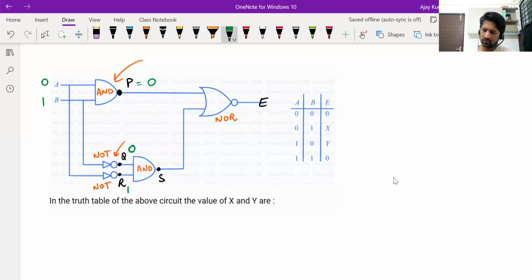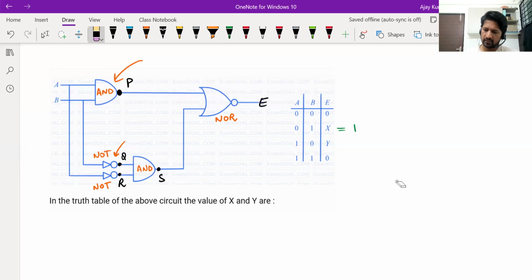0, 1, the AND output will be 0. So P is 0, S is 0. These are given as inputs to the final NOR gate. If 0, 0 are inputs to the NOR gate, then the output will be 1. So X becomes equal to 1. That is how you solve such problems.